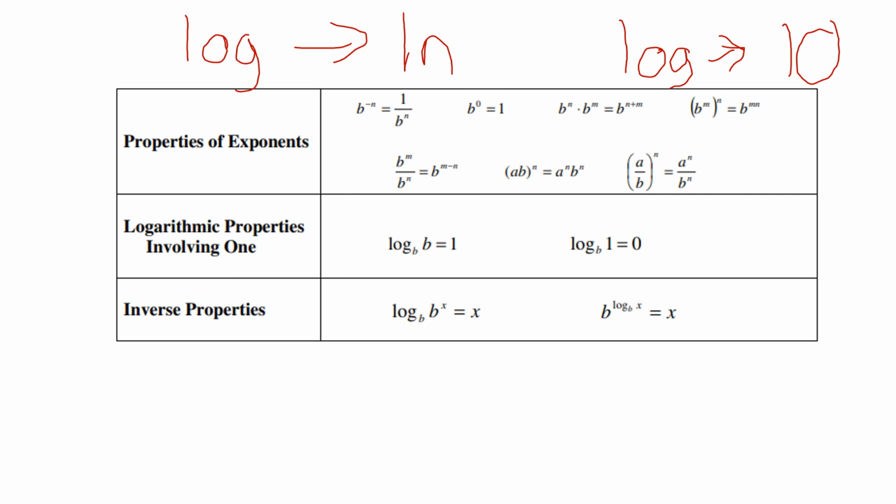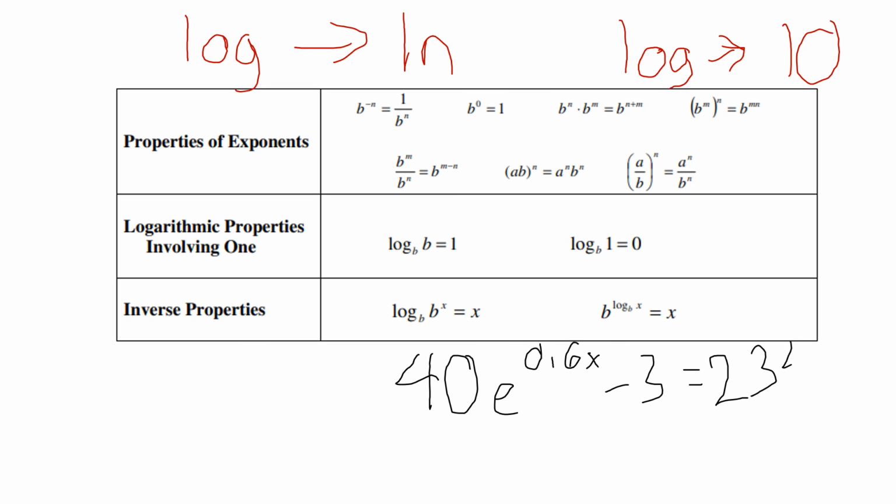So you get 40 e^(0.6x) minus 3 equals 237. Or I wrote 234. I could leave it at 4, but let me do 7. So let's solve this equation.